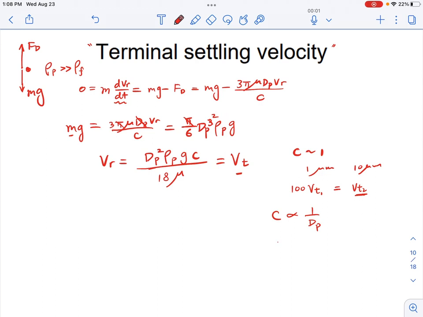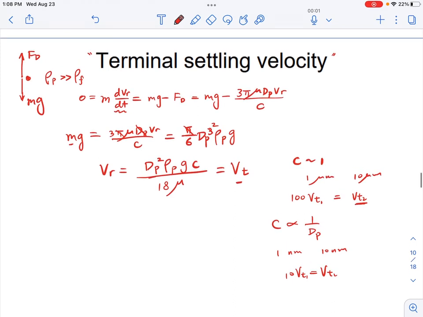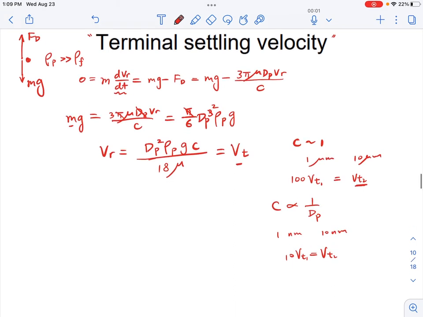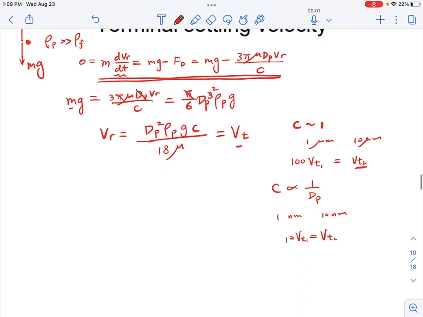And this means that if you're comparing, let's say, a 1 nanometer particle and a 10 nanometer particle, then their settling velocity is just going to have a relationship like this, right? Because you cancel one of the dp terms in here. Okay, so this is the terminal velocity. Then, as we said, for this differential equation, it's not that difficult to solve it analytically, right?